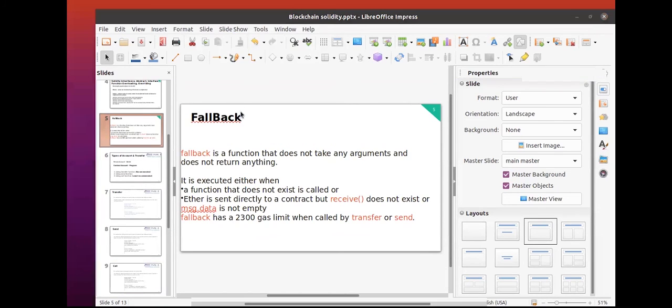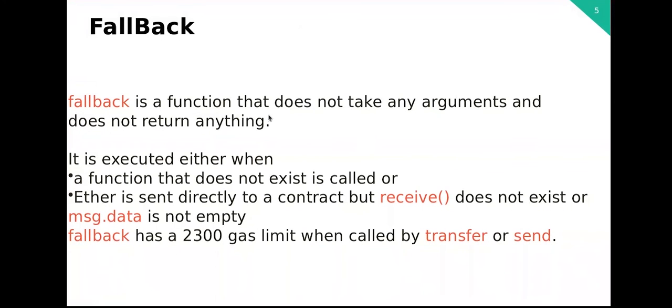A fallback function is a function that does not take any arguments and does not return anything. Also, it doesn't have any name. So the function without a name is a fallback function. And generally, whenever we do some data transfer, whenever we use ether transfer, that time we use this fallback. So fallback is one of the functions that does not take any argument and does not return anything.